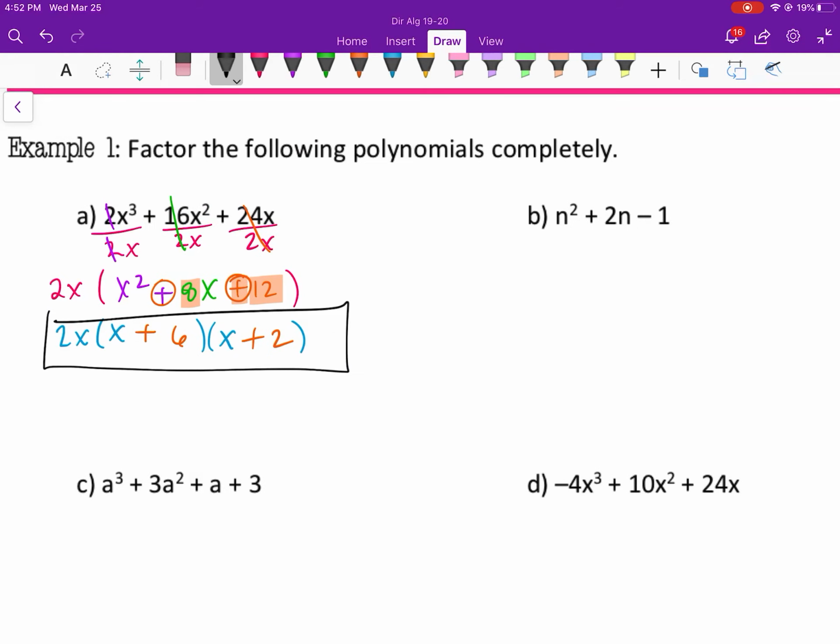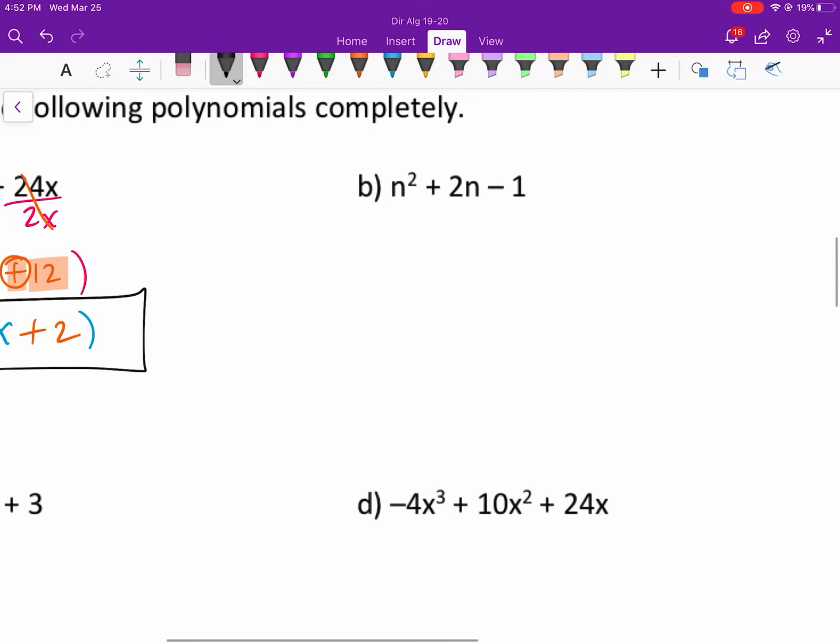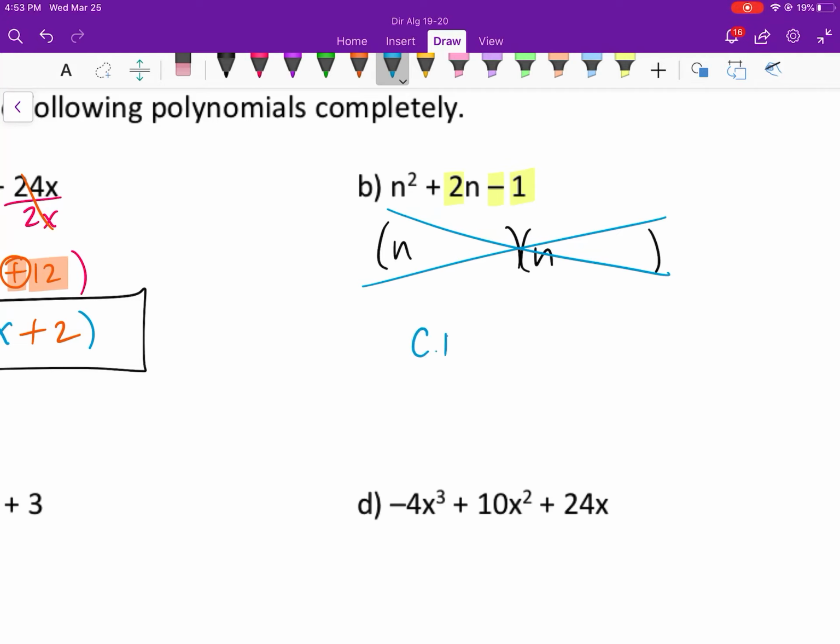In example B, we would first look for a GCF. Well, I don't have one. It's not going to be a DOTS pattern because it's a trinomial. We have 3 terms. So then we would try to factor like normal. So we would say, okay, set up your parentheses. We're looking for 2 numbers that multiply to 1 and subtract to give us 2. Well, wait a minute. The only numbers that multiply to 1 are 1 and 1. But they don't subtract to 2. They would add to 2. So we are actually not going to be able to factor this. So remember, if you cannot factor, you would write CNF, or sometimes you'll see it as prime.